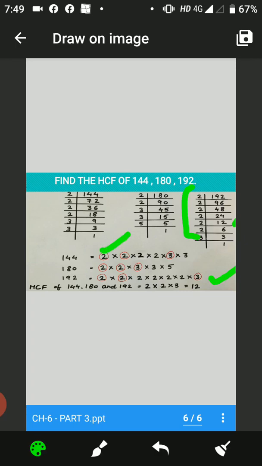2 is common here, here also, and here also. So we will write 2 here. Then we will see another. It is also having 2 again; 180 is also having it, and 192 is also having it. So we will write the next 2 here. Clear? Now we will find the next, 3. See, it has 3, it has 3, it has 3. It means 3 is common in all these numbers. So we will write 3 here. Now we will multiply. 2 2s are 4, 4 3s are 12. So the answer is coming 12.